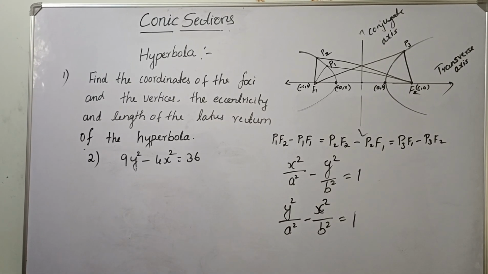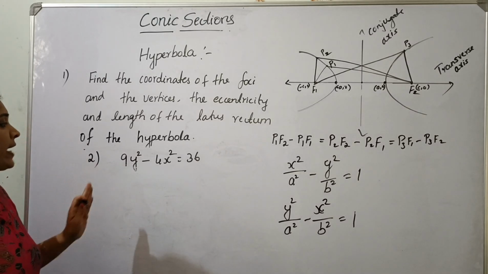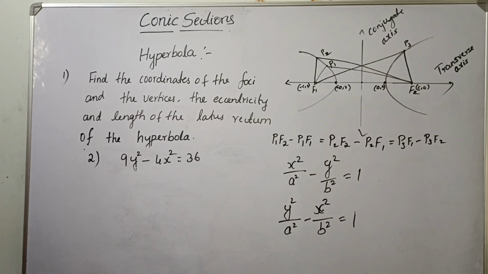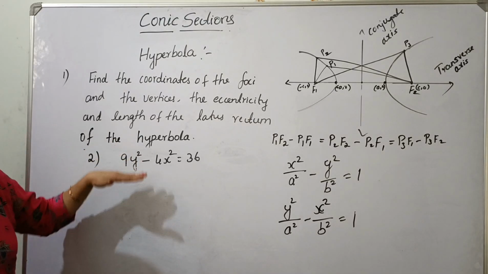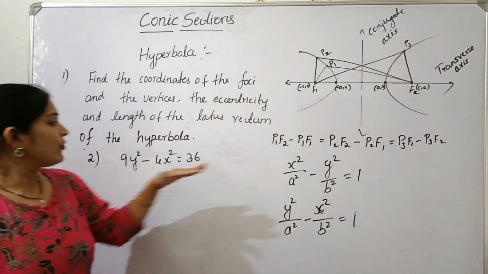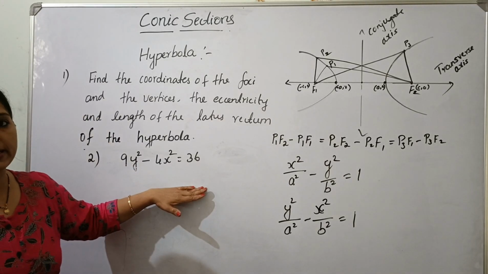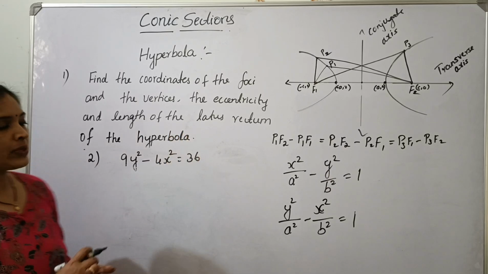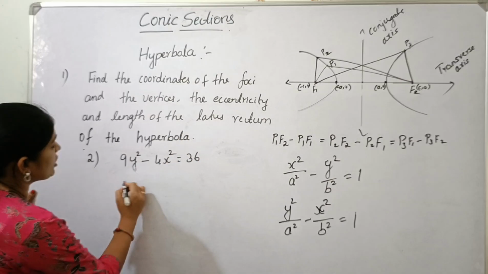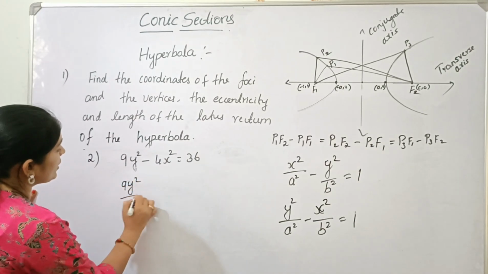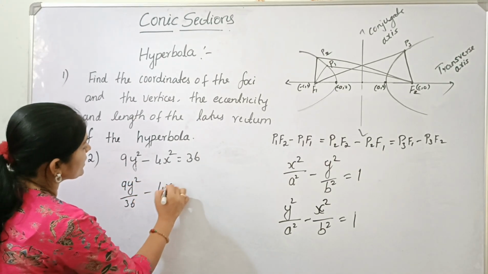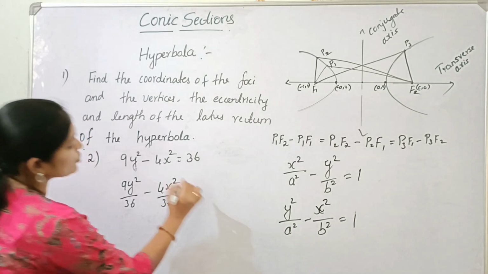See the next question. Same thing: we have to find the foci, the vertices, eccentricity, and length of the latus rectum of the hyperbola. The equation of the given hyperbola is 9y square minus 4x square is equal to 36. First of all, we have to make this equation in the form of the standard equation. For that, we have to divide throughout by 36, so that we get 1 on the right side. So 9y square divided by 36 minus 4x square divided by 36 is equal to 1.